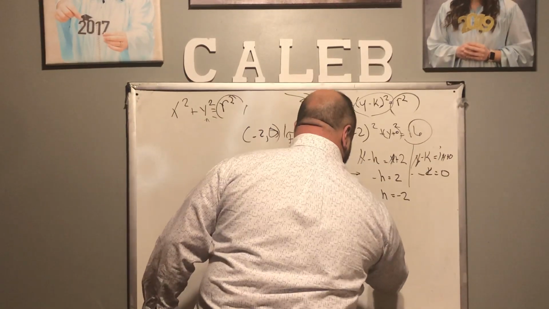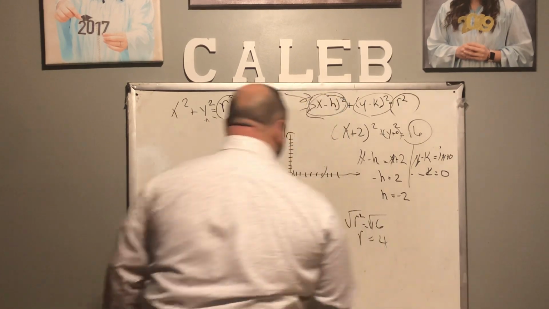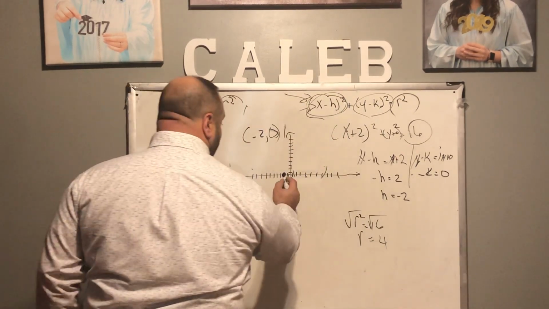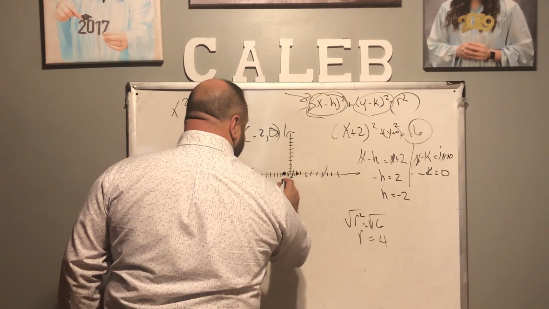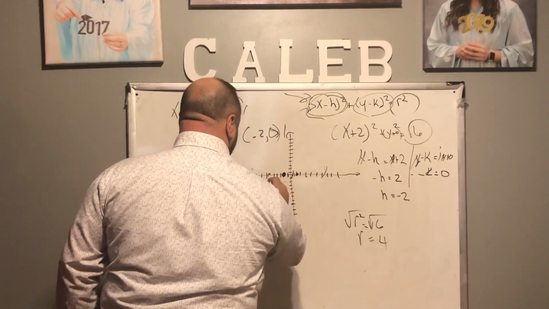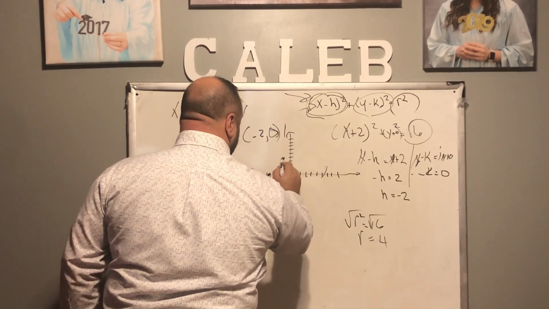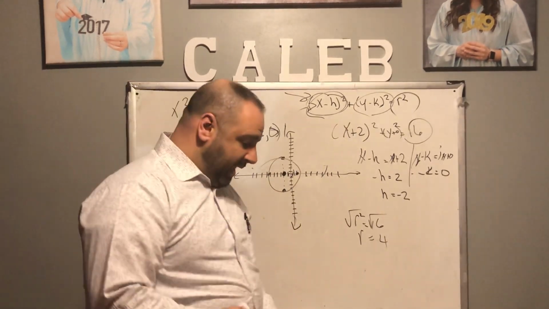So r squared equals 16. Find the square root of both sides. r equals 4. And there's our radius. So we're going to go 4 spots to the right, 1, 2, 3, 4. 4 spots down, 1, 2, 3, 4. All right. And then draw your circle. And there you have your answer.